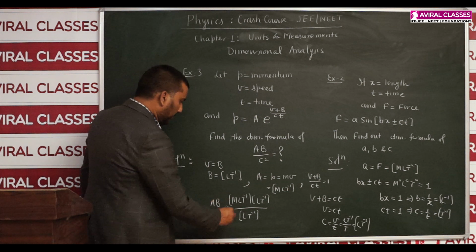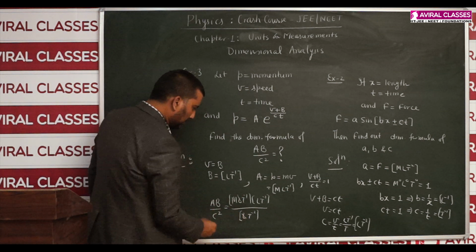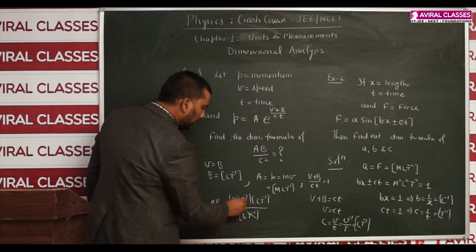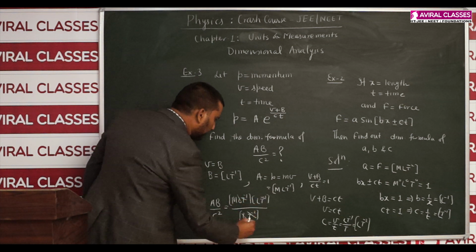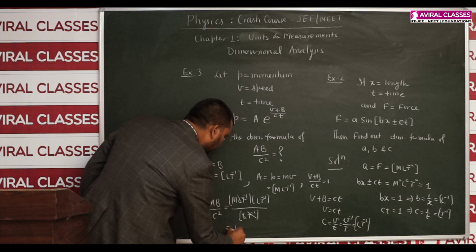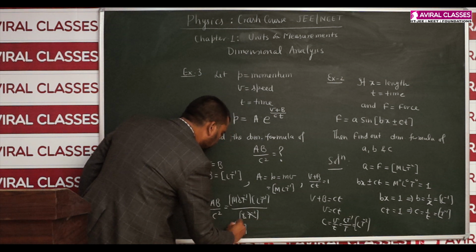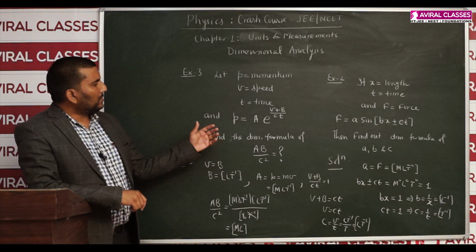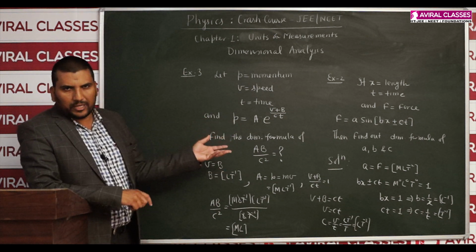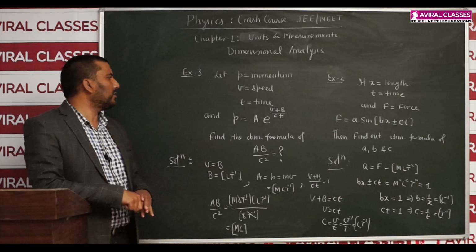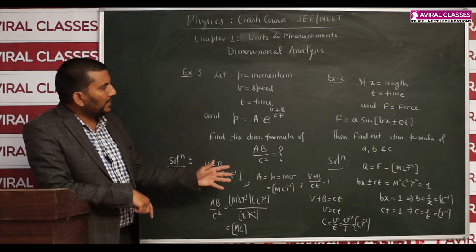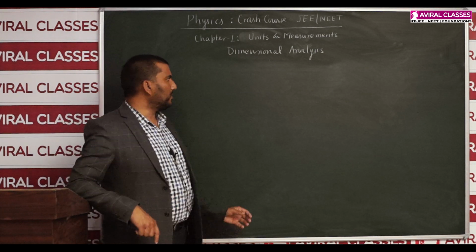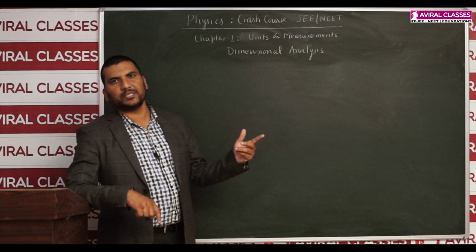You may cancel a few. This T^-1 becomes T^-2. So cancel with this. It is only ML. Now this second level question or third level question as per NEET, second level question as per JEE can be solved in very easy steps. Now let's consider the second one, which is to establish a relation amongst various physical quantities.